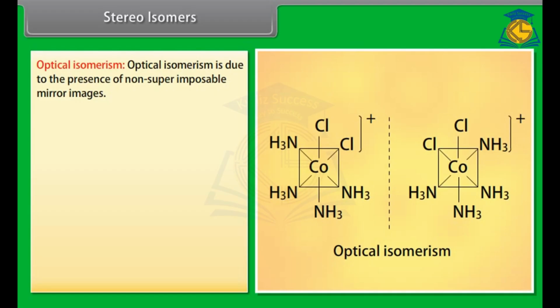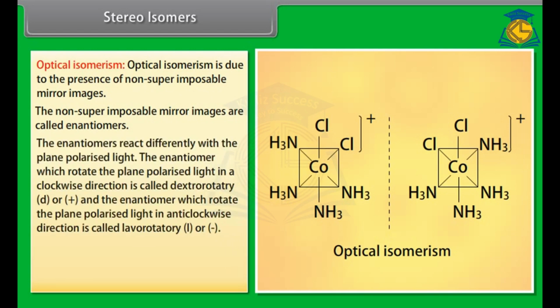Optical isomerism. Optical isomerism is due to the presence of non-superimposable mirror images. The non-superimposable mirror images are called enantiomers. The enantiomers react differently with the plane polarized light. The enantiomer which rotates the plane polarized light in a clockwise direction is called dextrorotatory, and the enantiomer which rotates the plane polarized light in anti-clockwise direction is called levorotatory.